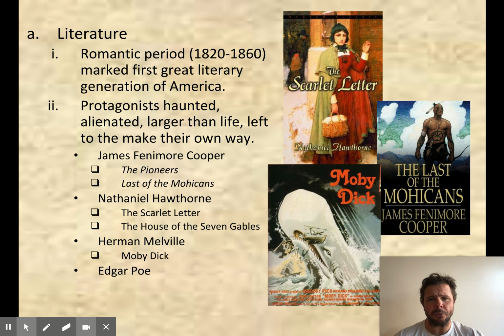James Fenimore Cooper is writing in upstate New York about the West, which was upstate New York, the pioneers and the last of the Mohegans. His grandfather is the person whom Cooperstown was named for, Baseball Hall of Fame. Nathaniel Hawthorne is sitting there in New England, internalizing a lot of angst and judgment. He writes The Scarlet Letter about the Puritans, The House of the Seven Gables. Herman Melville is meanwhile busy writing a book no one pays any attention to at the time called Moby Dick, about one's obsession and the dangers of individualism driving society to ruin.